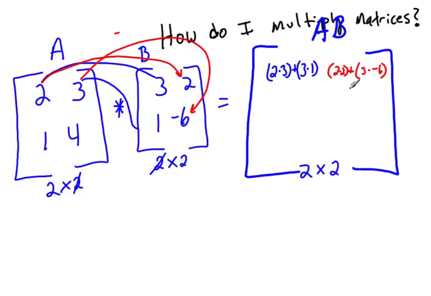Okay. Now I've taken care of row 1. So now I'm going to do row 2. And this time, this is row 2 in A, and I'm going to multiply row 2 times column 1 in B. So I'm going to have 1 times 3, and that's plus 4 times 1.